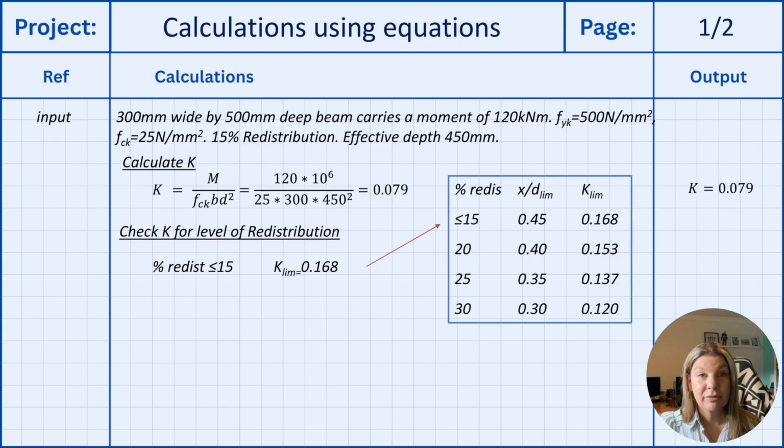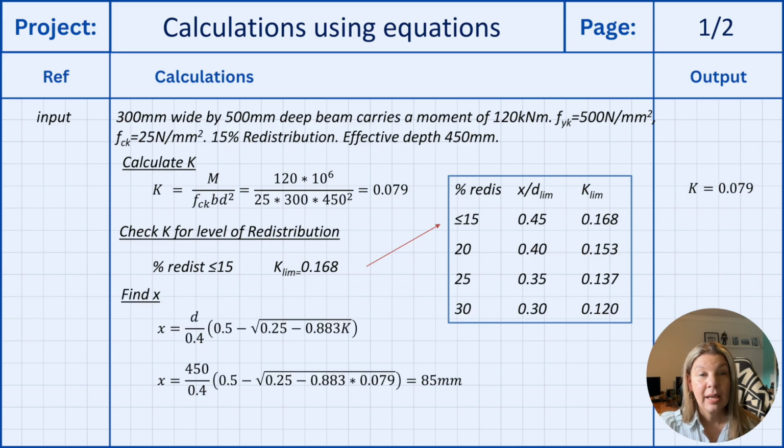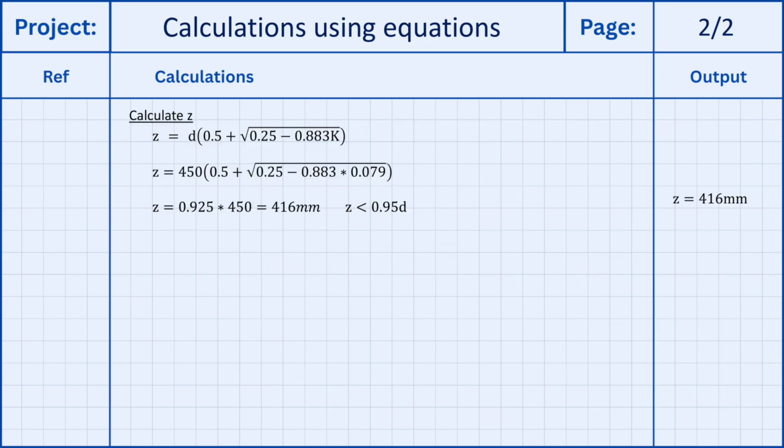For 15% redistribution, the limit value for K is 0.168, and the limit for the x to d ratio is 0.45. Now we can find the depth of the compression zone x using the following expression. x works out as equal to 85 mm, which is smaller than the limit of 0.45d. Now we can calculate the lever arm z using the following expression. If we introduce everything that we found until now, we will find that z equals 416 mm.